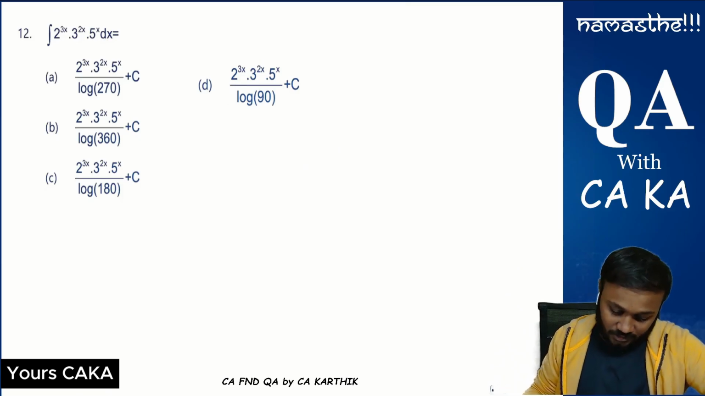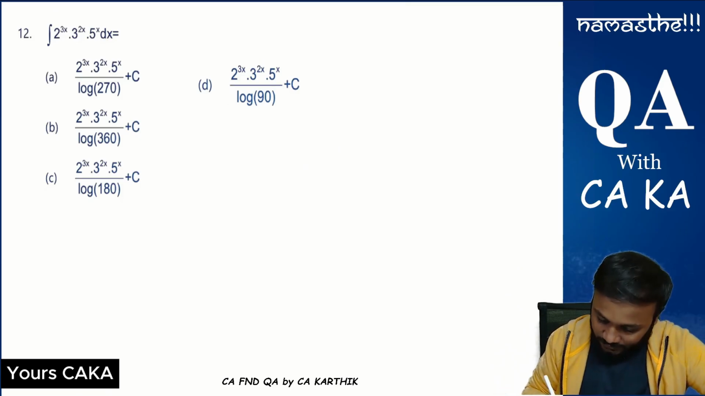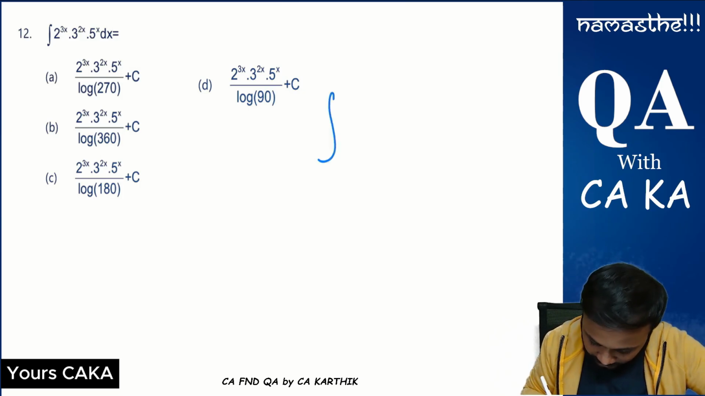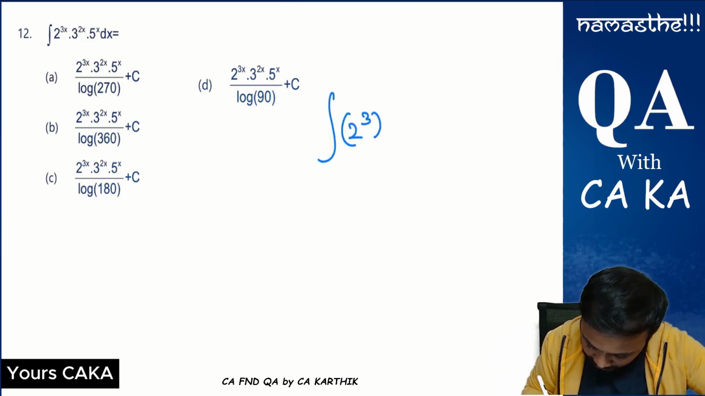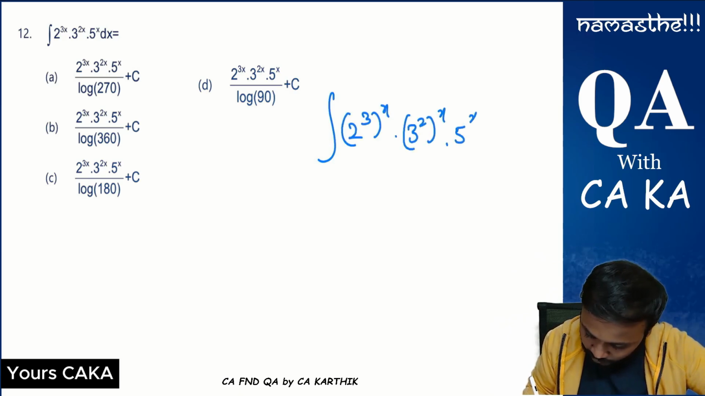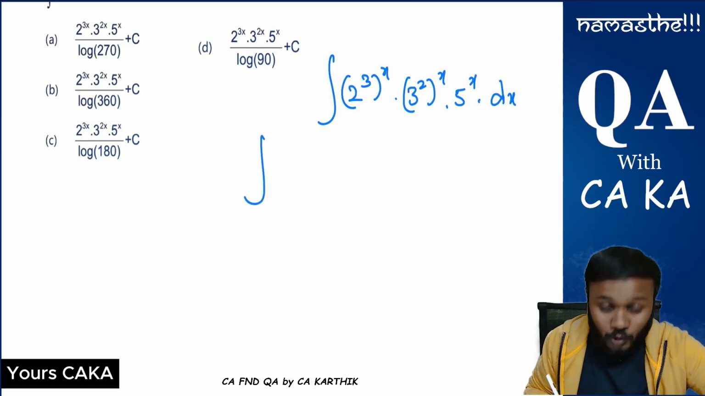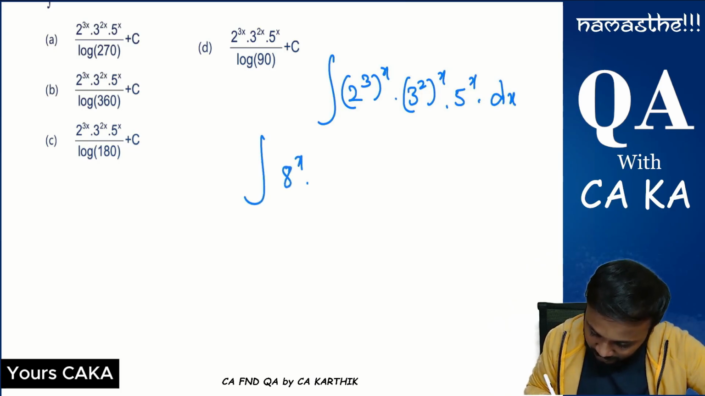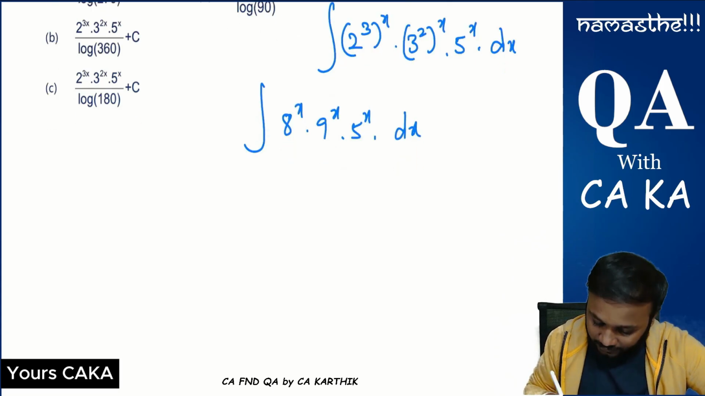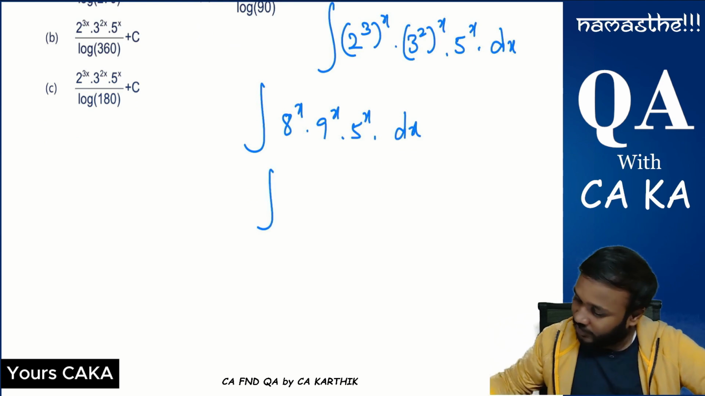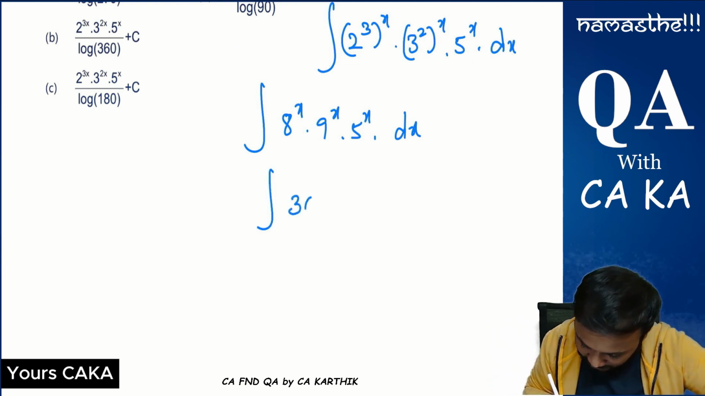So integration. If you look at the question, can we write it like this? Integration of 2 power 3x into 3 power 2x into 5 power x into dx. If you solve this further, 2 cube is nothing but 8 power x, 9 power x, 5 power x. When all the powers are equal, you can multiply this: 8 into 9 into 5 is 360. 360 power x into dx.